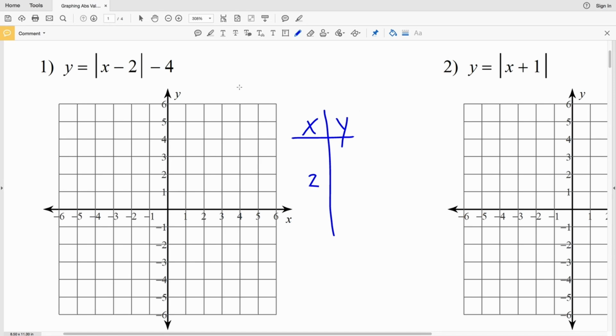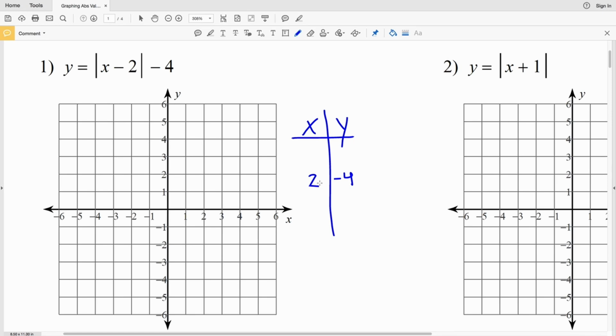Now let's plug 2 in for x and solve for y. So we're going to have the absolute value of 2 minus 2, which we know is 0, minus 4. So the absolute value of 2 minus 2 is the absolute value of 0, minus 4, which we know that the absolute value of 0 is simply 0. So negative 4 is going to be equal to y. So when x is 2, y is negative 4.